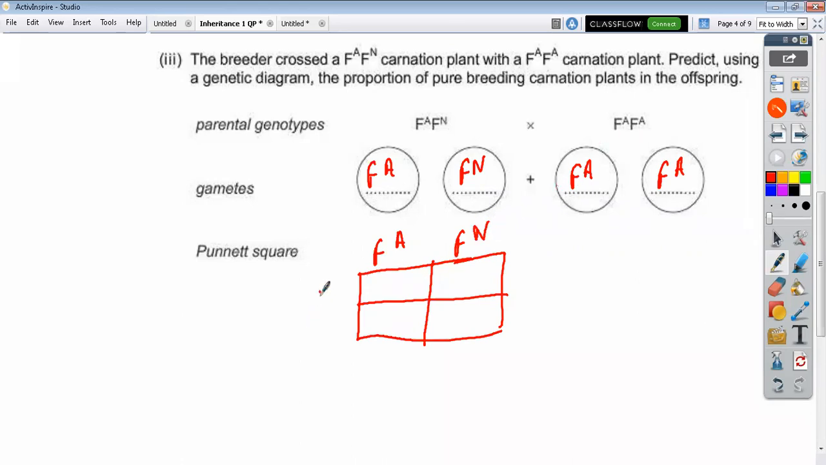Then FA, FA. So this one gives us FA, FA. Then this one, FA, FN. Then this one, FA, FA. Do you agree? Then the last one, FA, FN. Are we agreeing? Disagreeing? Making sense?